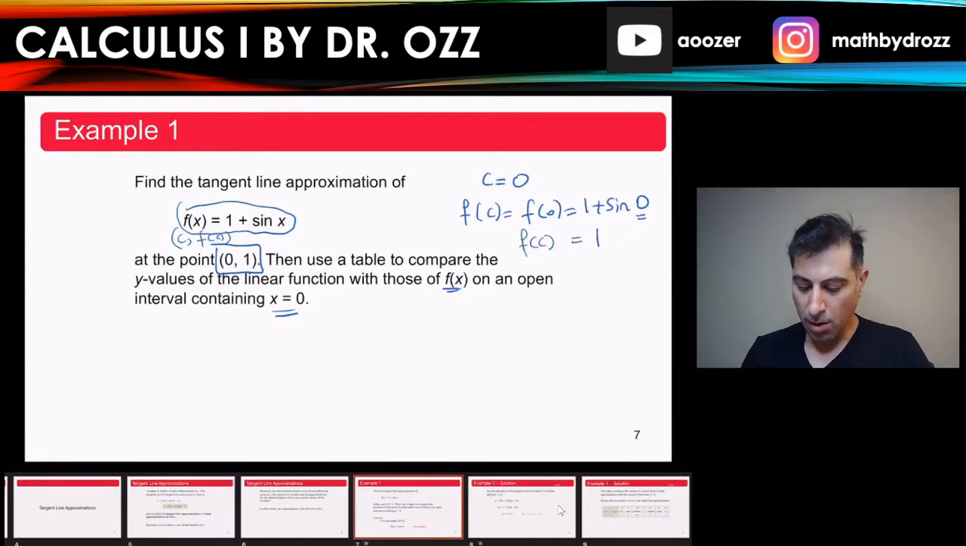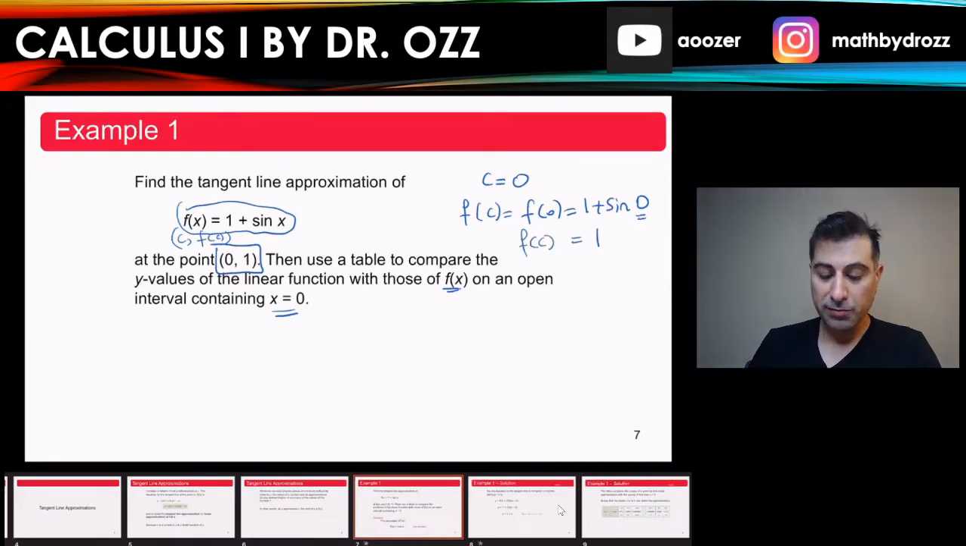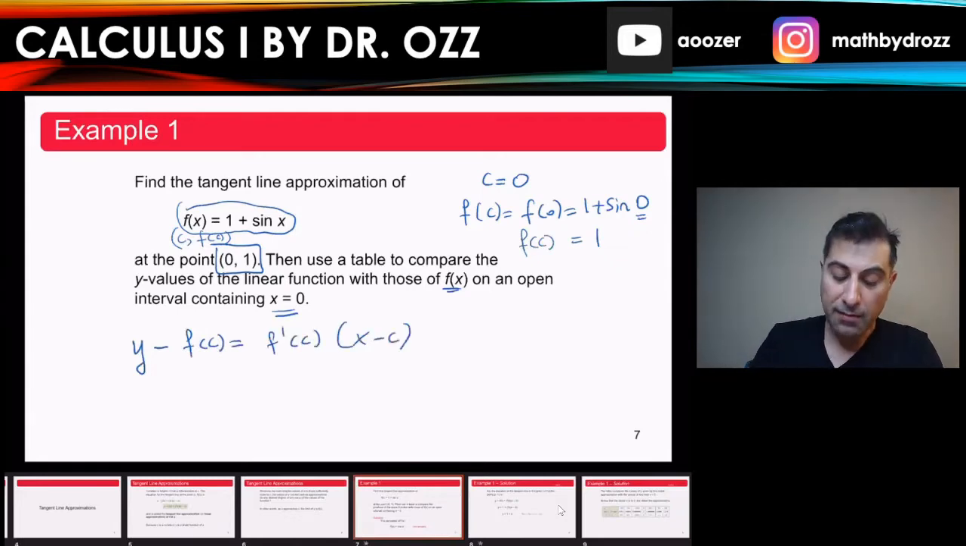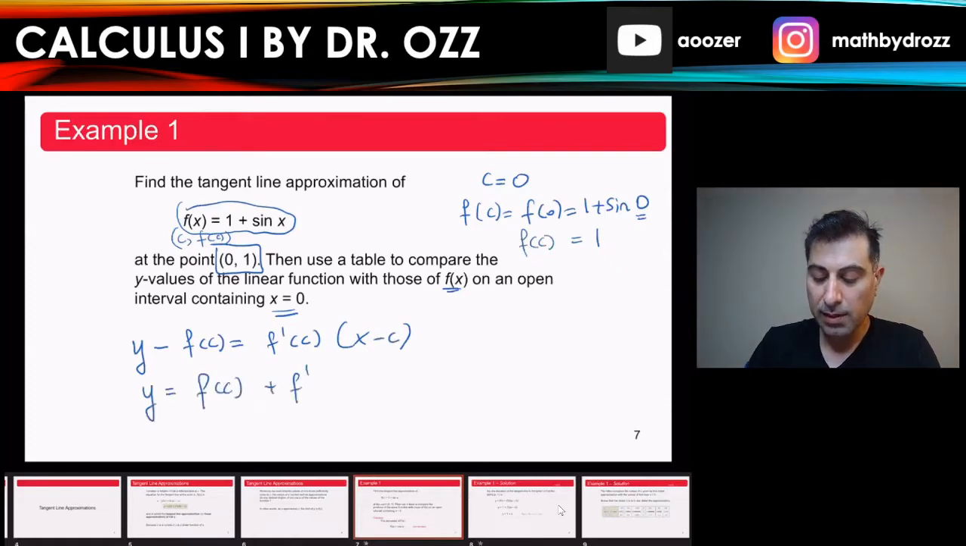All right. So first, to be able to write down the equation of the tangent line, let me just write it again: y minus f of c equals f prime of c times x minus c. In fact, the tangent line approximation is y equals f of c plus f prime of c times x minus c.